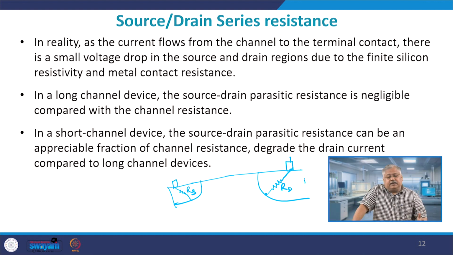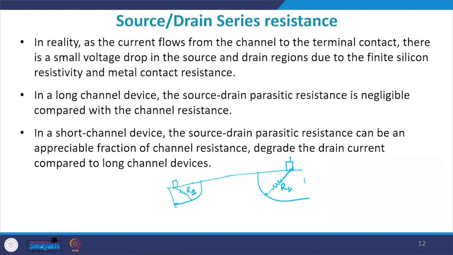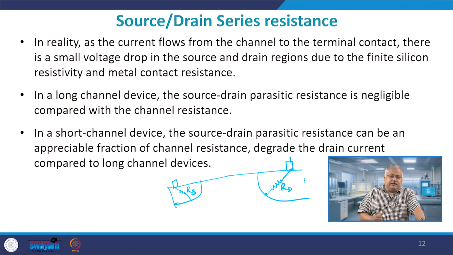In long channel devices, as compared to other resistances, this resistance will be relatively small, and therefore I can afford not to take it into account. However, in short channel devices, this forms a parasitic resistance and can be a relatively large fraction of the total channel resistance. What it does, in reality, is that it tries to make the actual drain current go down. It will degrade the drain current compared to long channel devices, and that is what happens in the case of source drain series resistance effects in short channel devices.